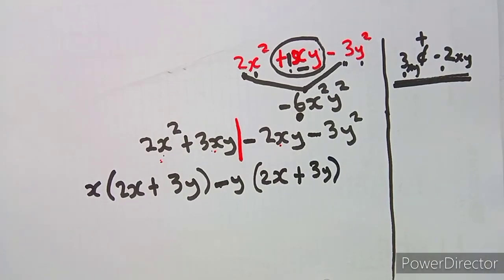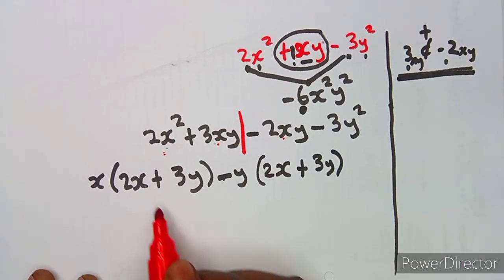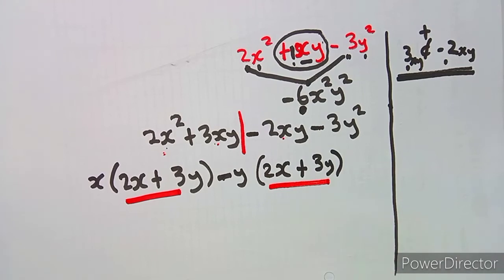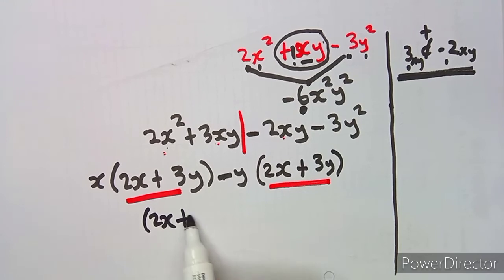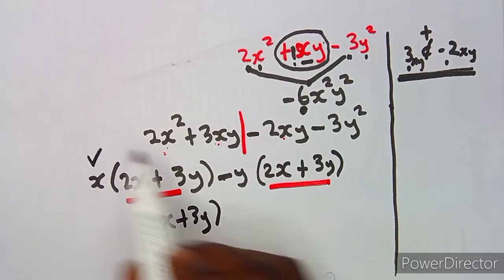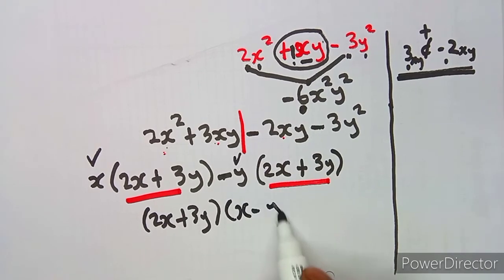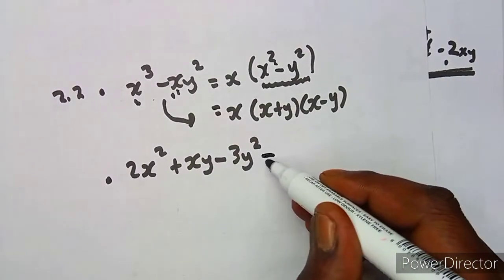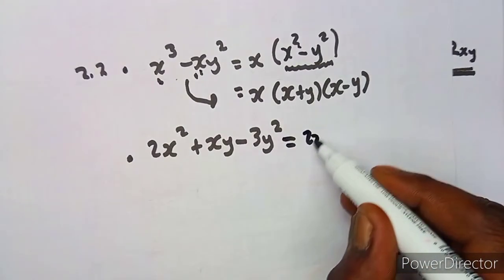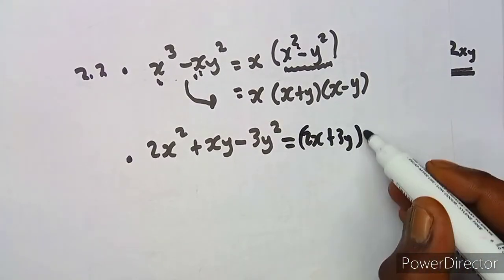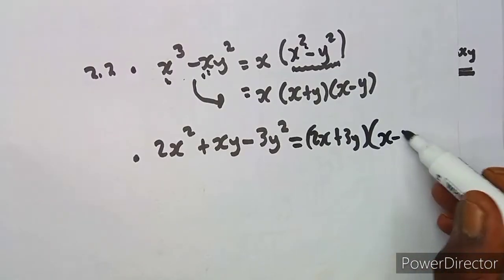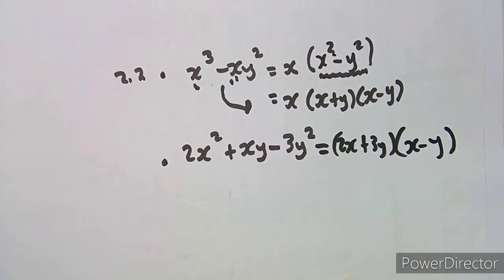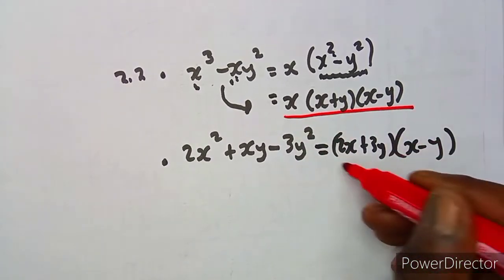And as in the first question, we saw that when the two brackets are the same like this, you factor out that common bracket, which is 2x plus 3y. You are remaining with x minus y like this. All right, so from this part, let's just write it here. So here we obtained 2x plus 3y into x minus y. All right, so this is what you're obtaining for the first one.